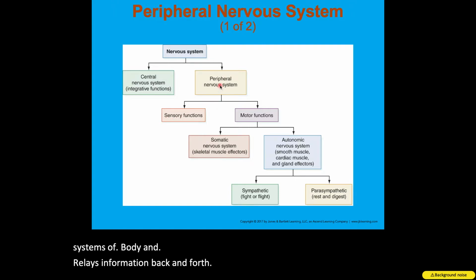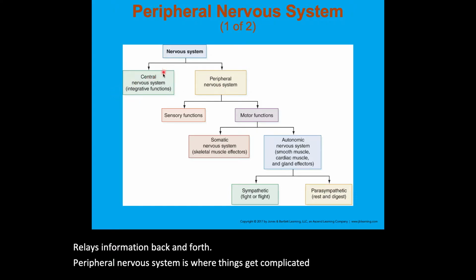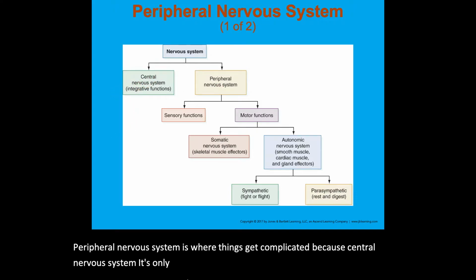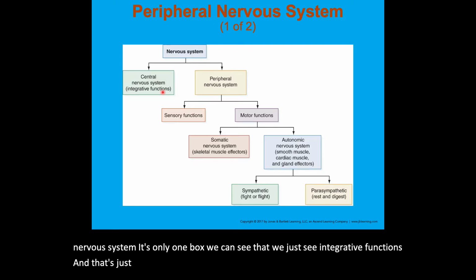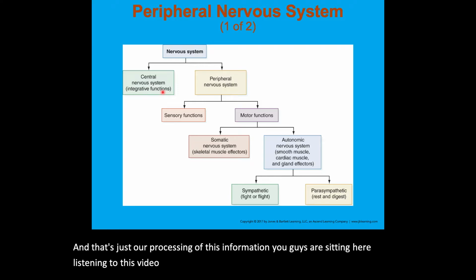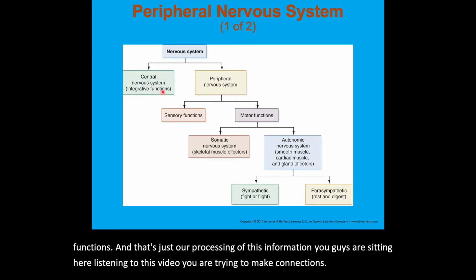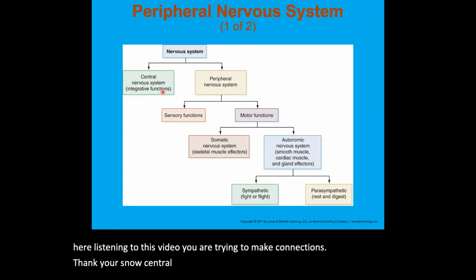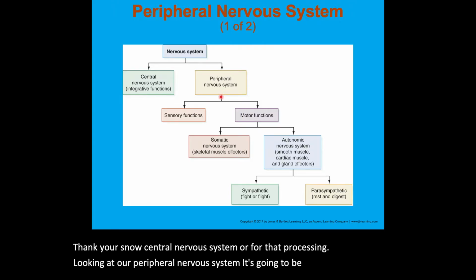So, peripheral nervous system is where things get complicated because central nervous system, it's only one box. We can see that, and we just see integrative functions. And that's just our processing of this information. You guys are sitting here listening to this video. You are trying to make connections. Think your central nervous system for that processing. But looking at our peripheral nervous system, it's going to be broken down into multiple subcategories.